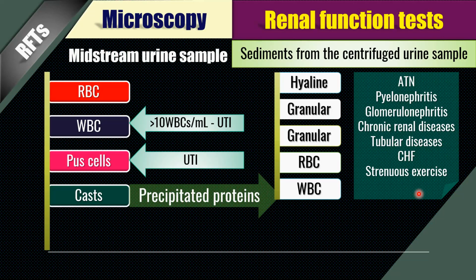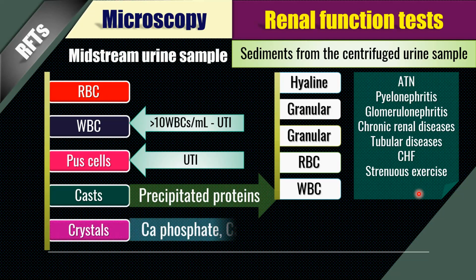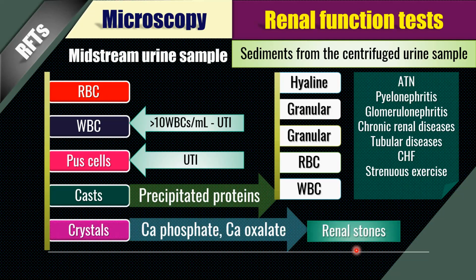The last thing we could observe under microscopy is crystals like calcium phosphate and calcium oxalate crystals in renal stones. Okay, these are the parameters we could observe under urine analysis: physical test, chemical test and microscopic examination. So in the next video, that is part 3, we will discuss blood tests to assess kidney function.